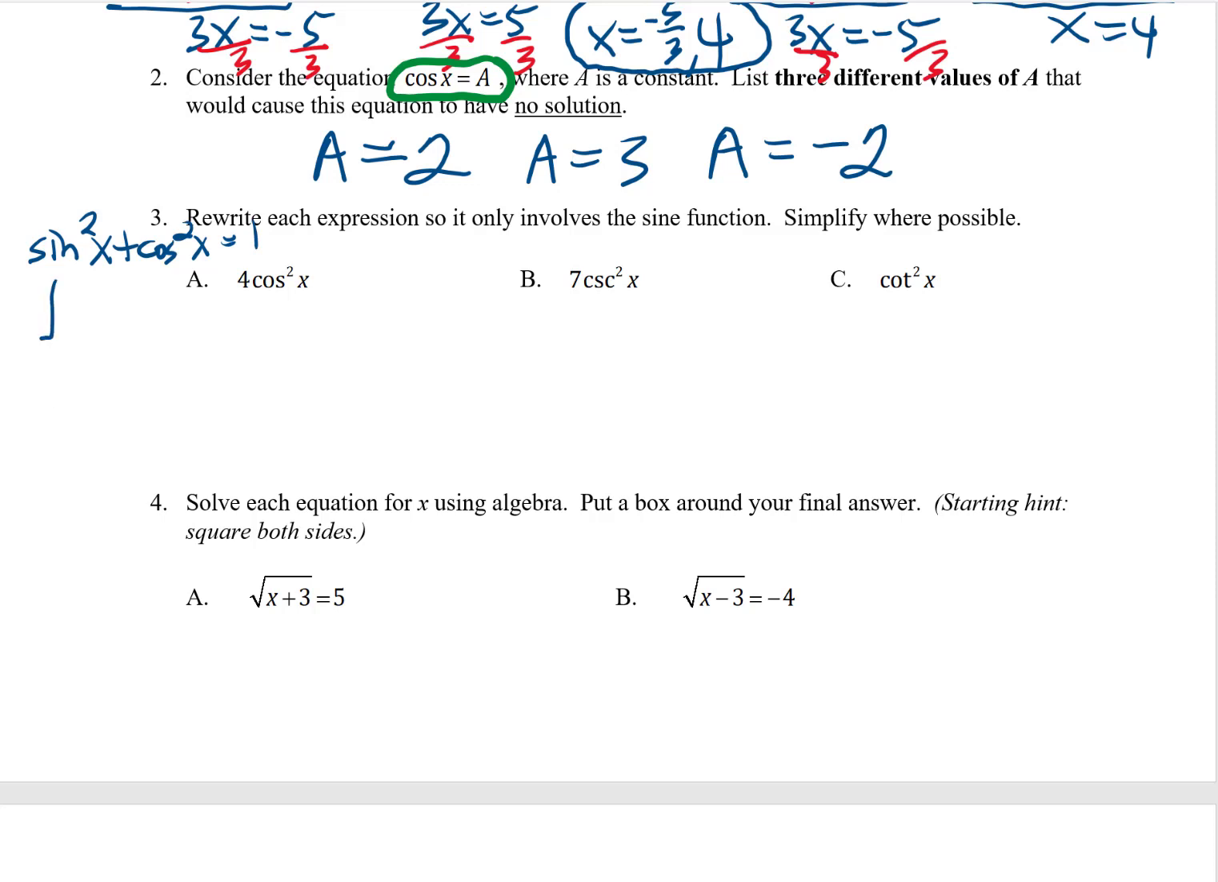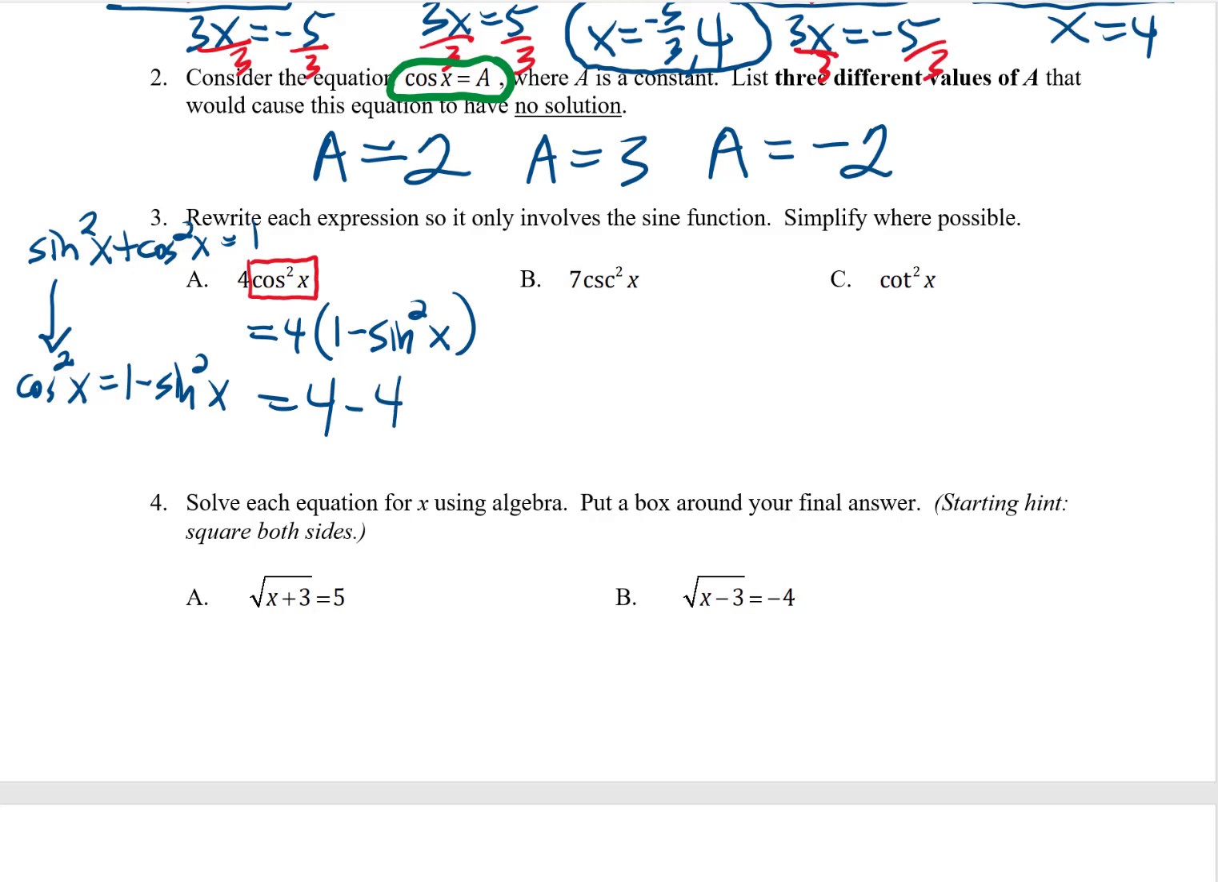Well, I can rewrite this so the cosine squared is by itself by simply moving that sine term to the other side. It's going to say cosine squared x equals 1 minus sine squared x. Well, now in my expression in part A, I have a way to replace the cosine squared x using only the sine function. Cosine squared x is equal to 1 minus sine squared x. Well, great. All I have to do is multiply this out, and I'm finished. I get 4 minus 4 sine squared x.